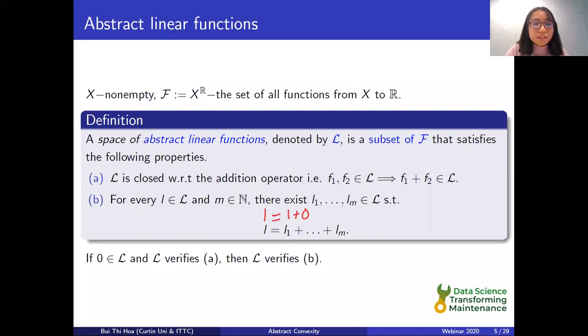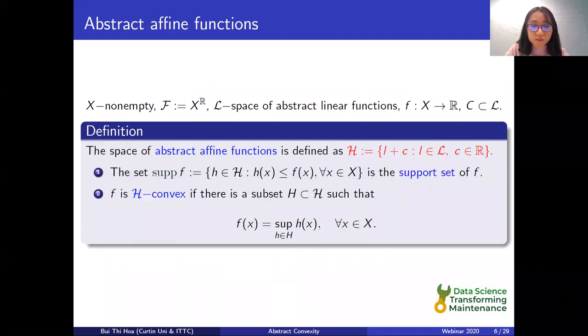Okay, if we have a space of abstract linear functions, then we can certainly define a space of abstract affine functions by taking all the abstract linear functions and adding the vertical shift. So this L here is a linear function, and then we add an arbitrary vertical shift, and then we have a space of affine functions.